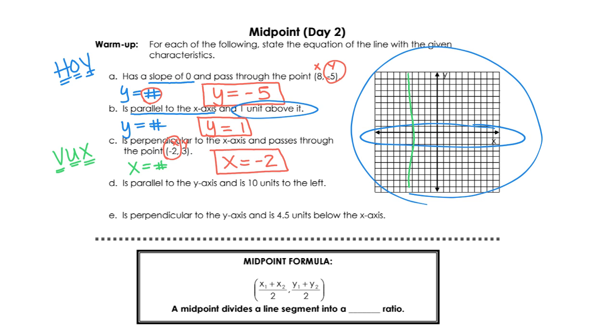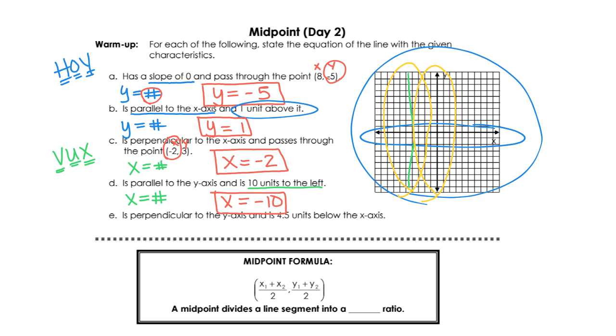Okay. Part D. Part D says it's parallel to the y-axis. Well, the y-axis goes up and down, and so parallel to it would also be going up and down. And so we're still talking about vertical, so we're still talking about x equals a number for the equation of that line. And they said 10 units to the left of the y-axis. Well, 10 units to the left is going to put you on the negative side, and therefore we're going to be x equals -10.